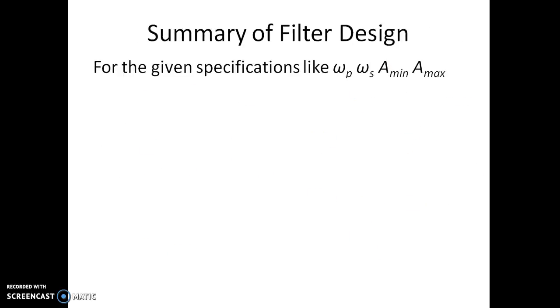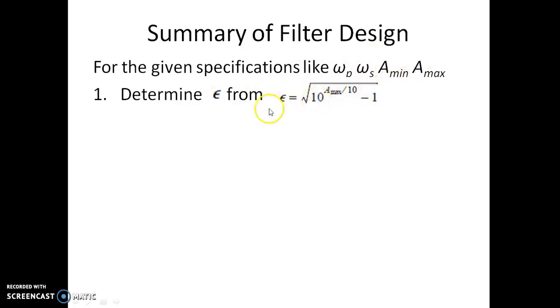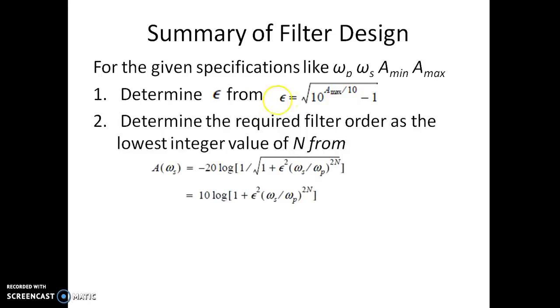So let us see the summary of the design of a filter. For the given specifications like omega p, omega s, A min, A max, first we are supposed to determine the epsilon value, which tells about the maximum allowed variation for the given filter. Since A max is given, we can effectively estimate the value of epsilon here. Once we find the epsilon value, since omega s and omega p are given and A min is also given, we can actually estimate the value of n.